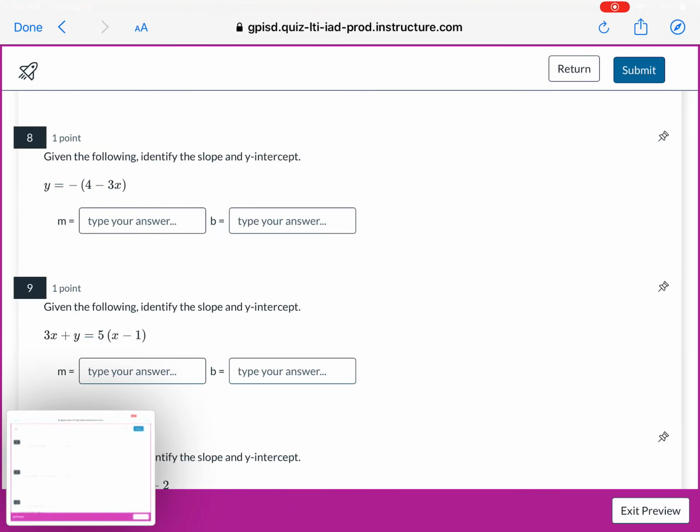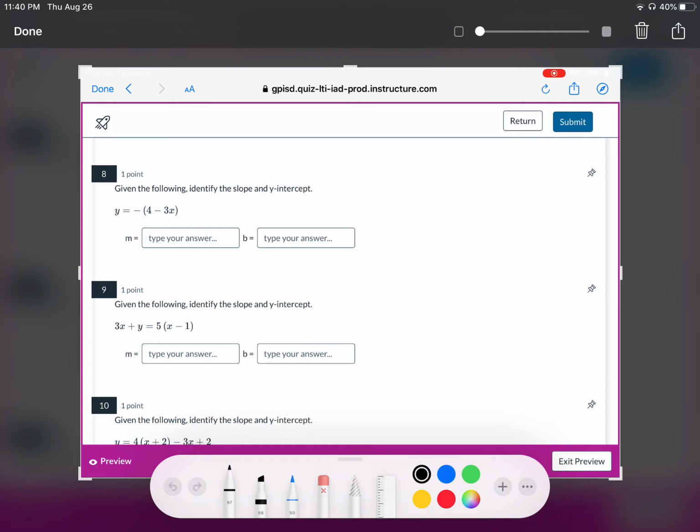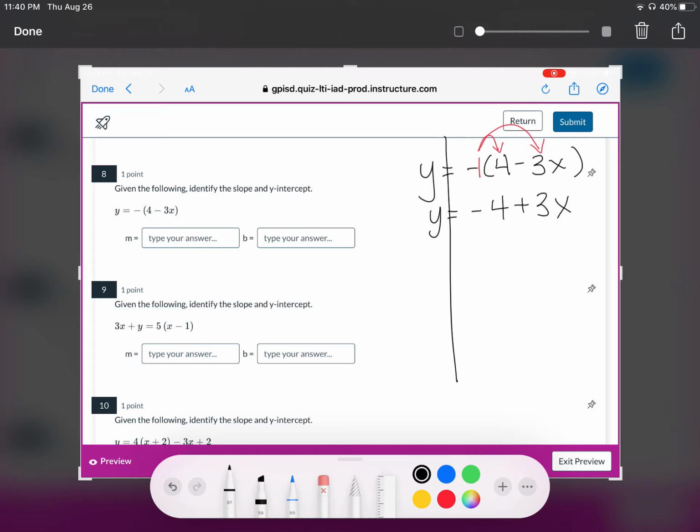Number 8 looks pretty simple. Same steps that we followed on our other problems. Step 1 is distribute. We're going to multiply the number outside the parentheses to everything inside. Negative 1 times 4 is negative 4. Negative 1 times negative 3, I feel like we've multiplied this number at least 3 times. That's a positive 3x.